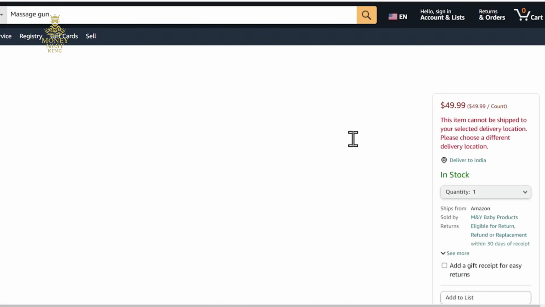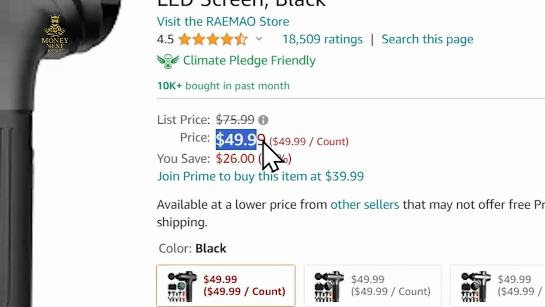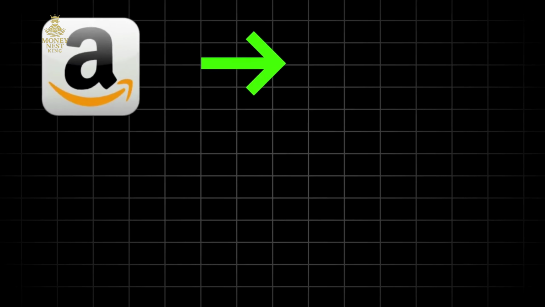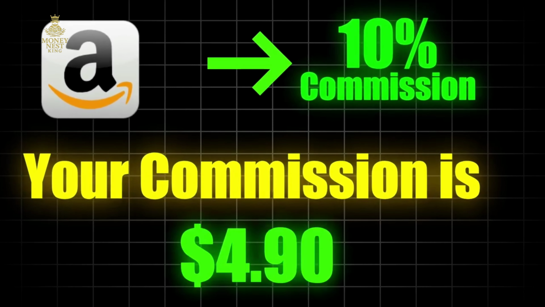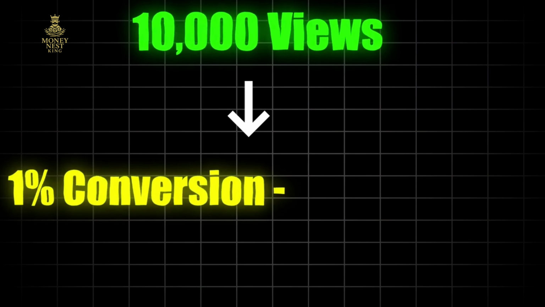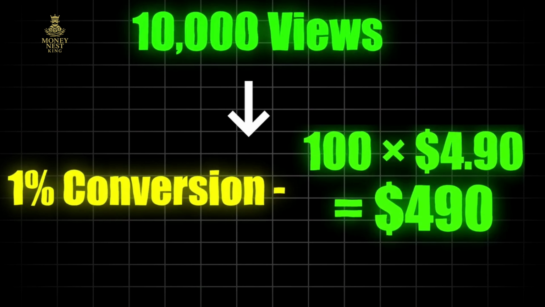For example, if the price of this massage gun is $49, and Amazon gives you a 10% affiliate commission per conversion, it means you'll get a commission of $4.90. So if 10,000 views come to your video and only 1% of people purchase through your link, you'll earn $490 from 100 sales, which I think is a pretty good amount. And I'm not just talking nonsense, this is the truth, my friends. So take it seriously, please.